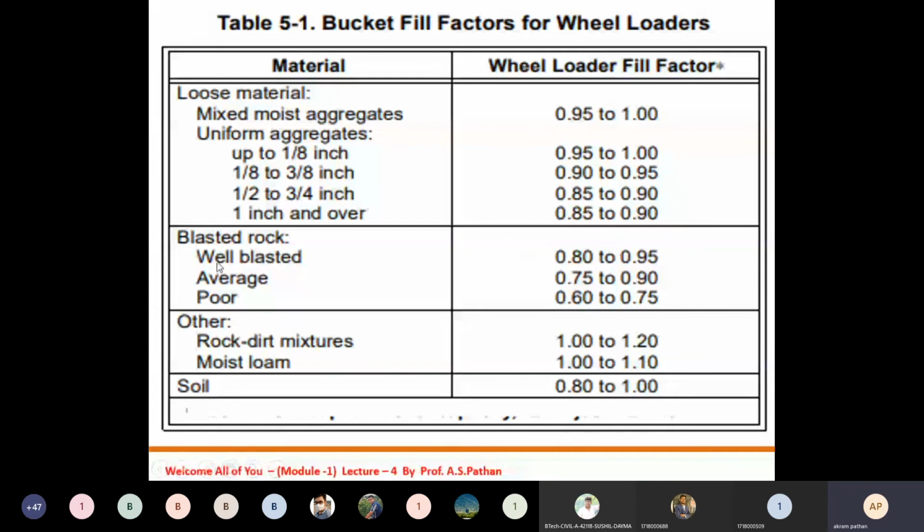And in case of blasted rock, well blasted, we have to maintain 0.80 to 0.95 wheel load factor. Then for average blasted rock 0.75 to 0.90, and for poor 0.60 to 0.75. And other types, you can see the rock dirt mixture 1 to 1.20, and moist loam sand or moist loam soil, the load factor is 1 to 1.10, and for any type of soil 0.80 to 1. So this is the bucket fill factor for wheel loader.